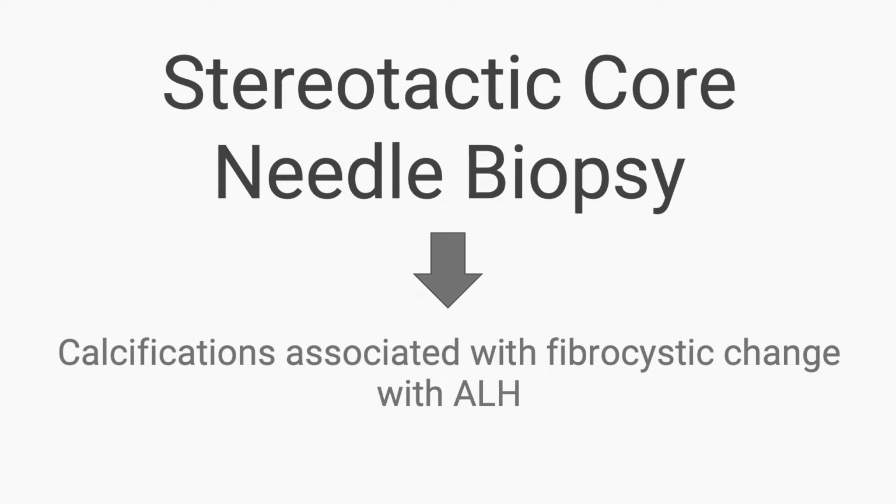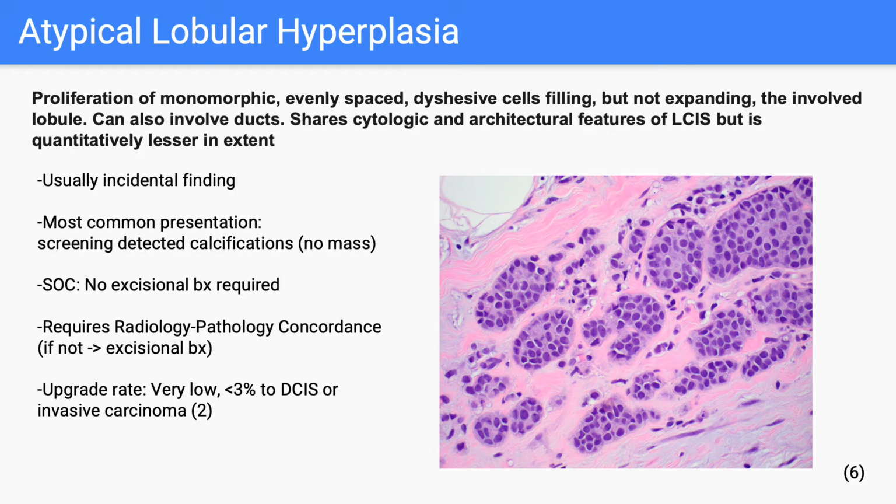Now, let us talk about what we would do if the stereotactic core needle biopsy resulted in calcifications associated with fibrocystic change with ALH. Atypical lobular hyperplasia, or ALH, is the proliferation of monomorphic, evenly spaced, adhesive cells filling but not expanding the involved lobule. This can also involve ducts. It shares cytologic and architectural features of LCIS, but is quantitatively lesser in extent.